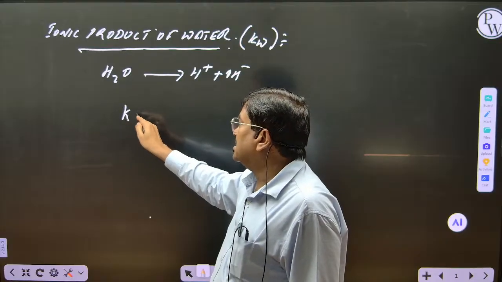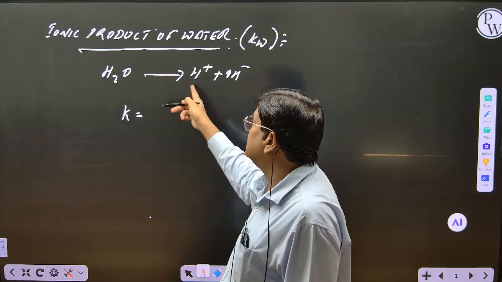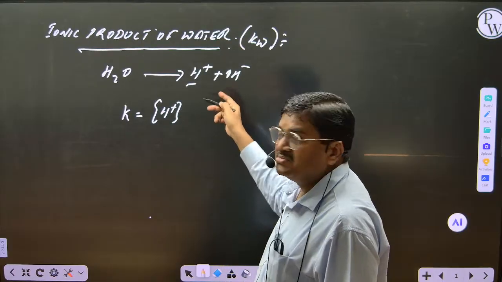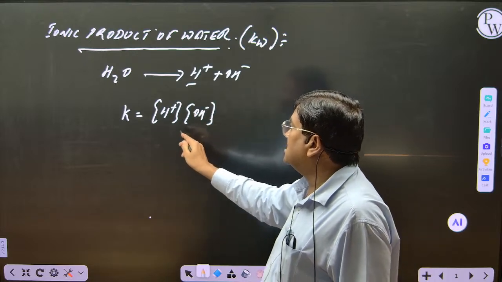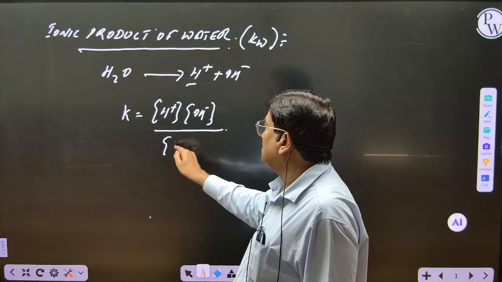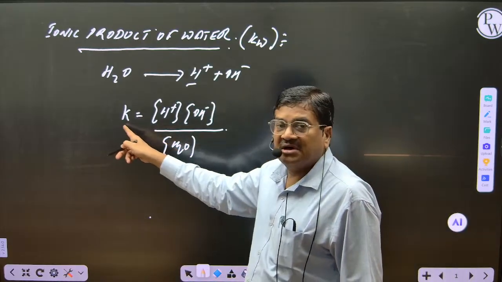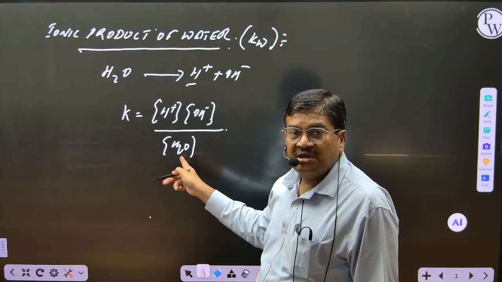So the equilibrium constant, yesterday we discussed, is the product concentration by reactant concentration. Product is what? H plus ion into OH minus ion concentration, upon what? Concentration of water. This is what we wrote yesterday, correct? Where K is called the equilibrium constant, and water is a constant because water ionizes to a very small extent.